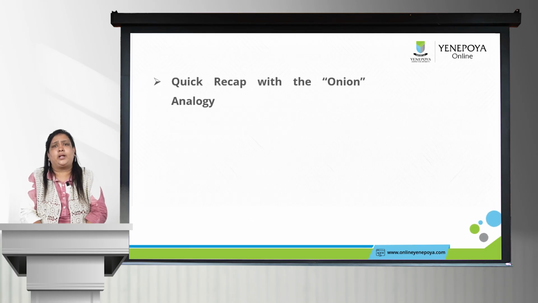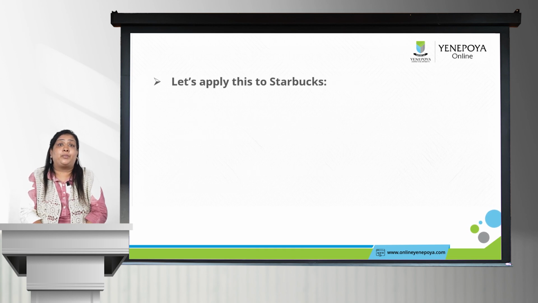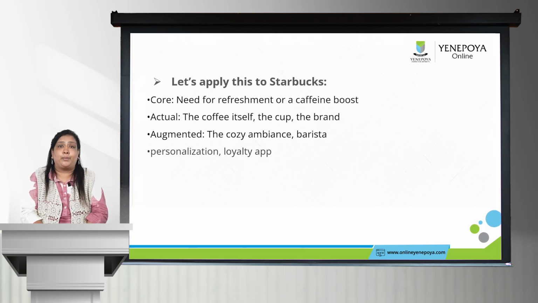Next, let's take a quick recap with the onion analogy. Think of a product like an onion with layers. Core product: the inner need or benefit. Actual product: the physical product or service. Augmented product: the extras that enhance value. Let's apply this to Starbucks. Core: the need for refreshment or a caffeine boost. Actual: the coffee itself, the cup itself, the brand. And the augmentation is the coffee ambience, baristas, personalization with the loyalty app.